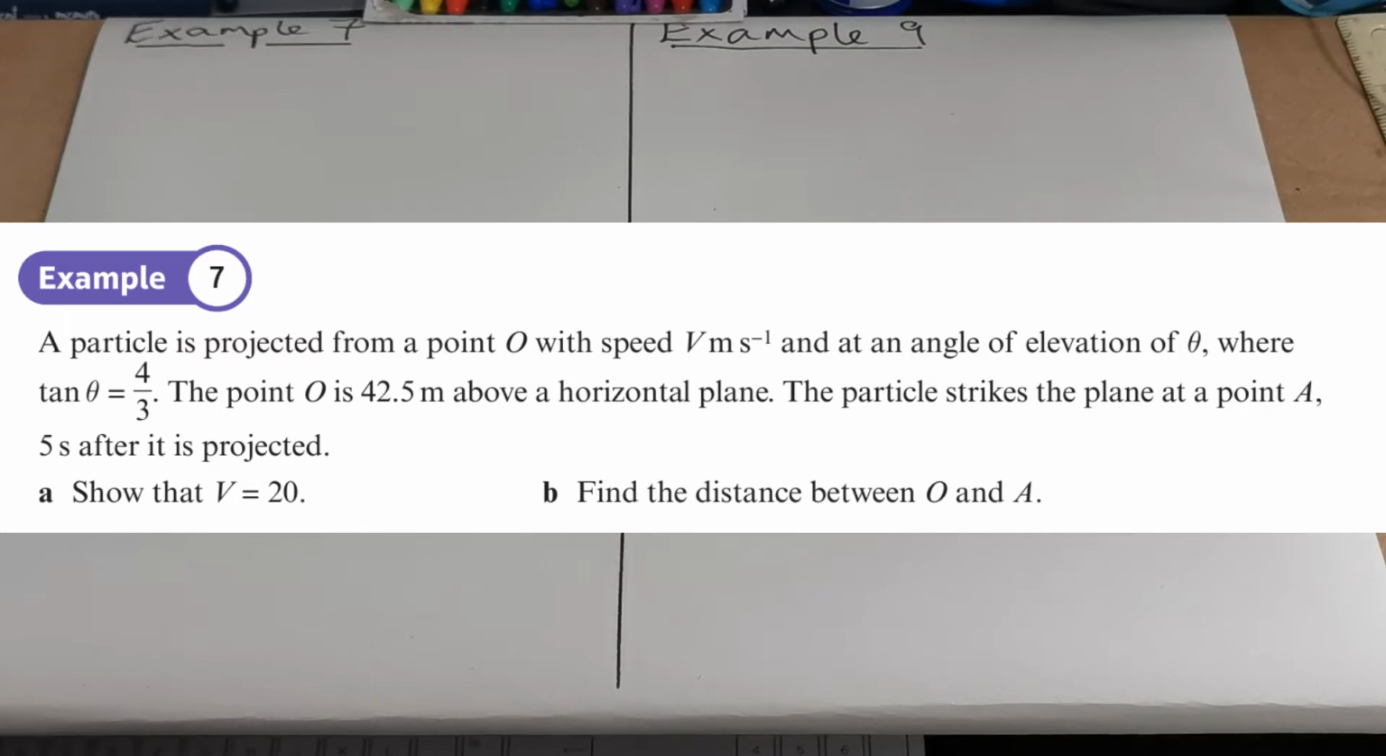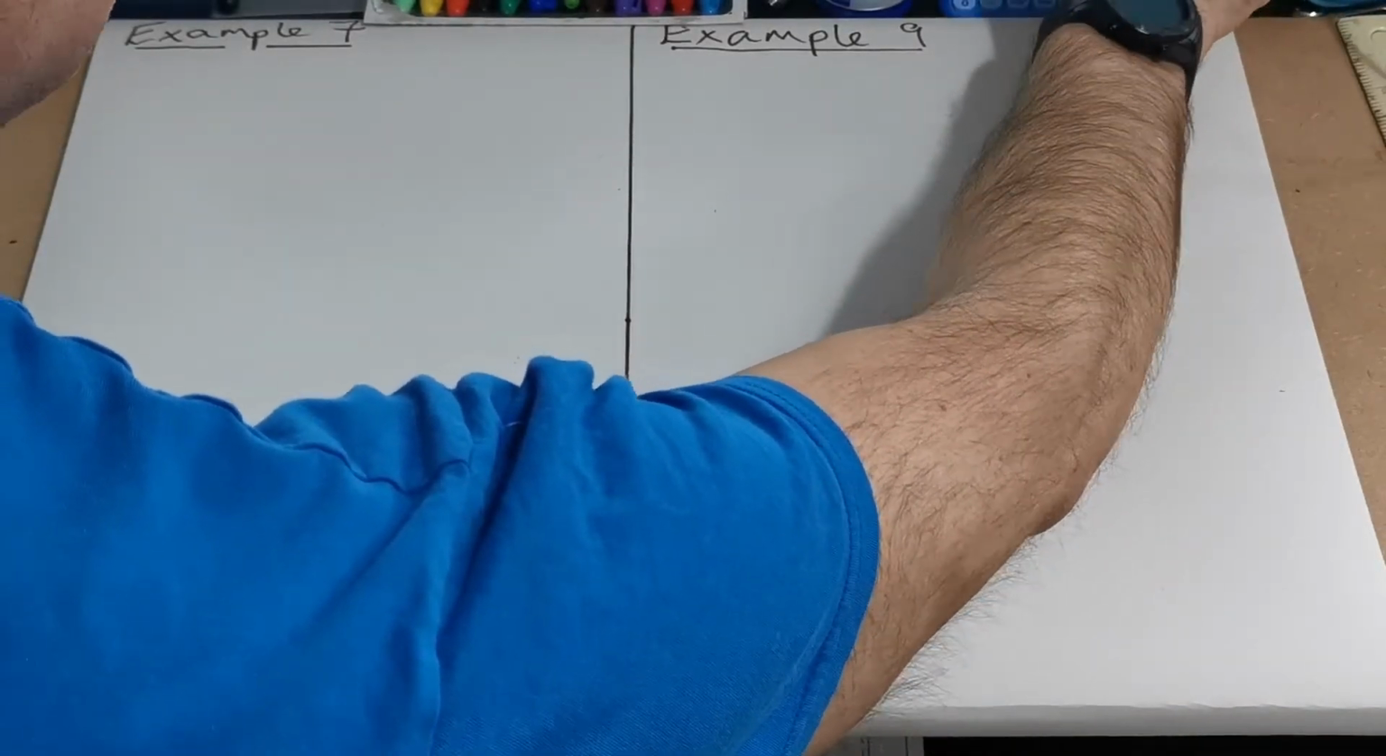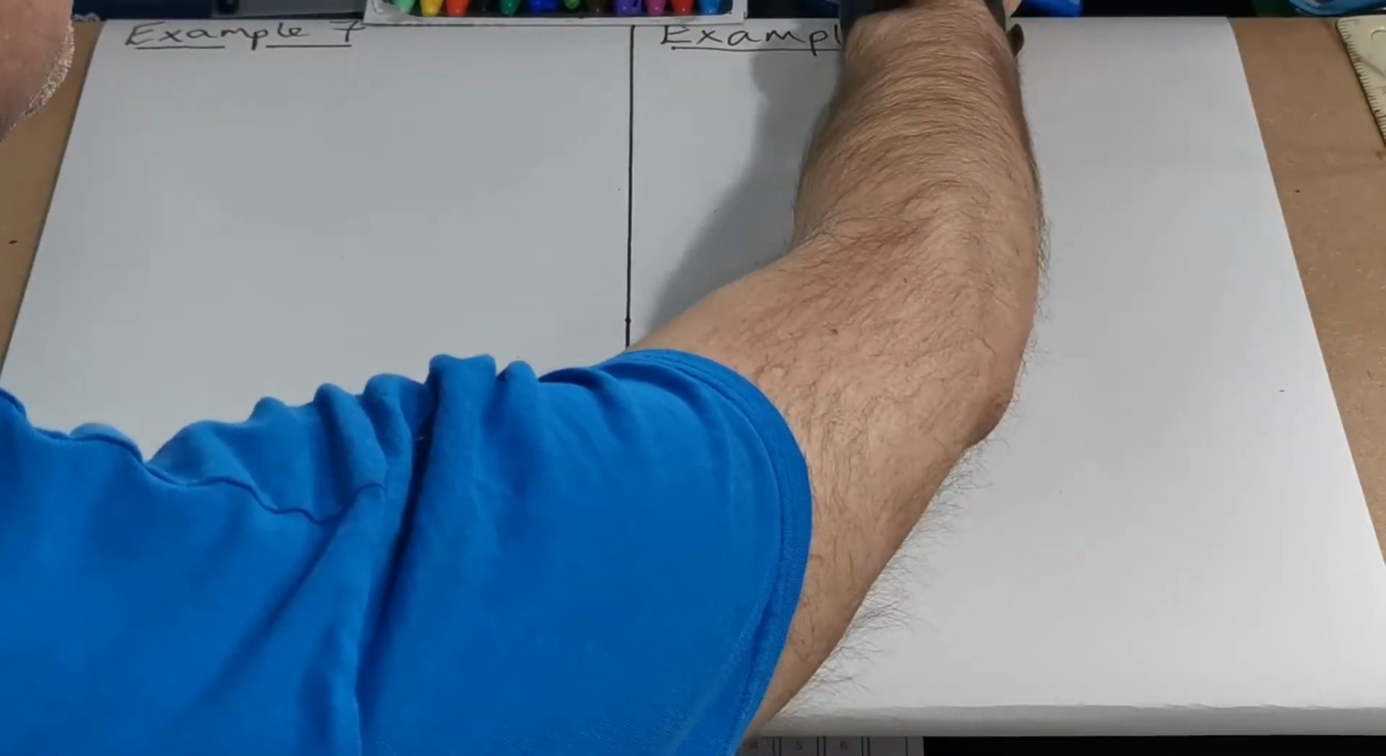The point O is 42.5 meters above a horizontal plane. The particle strikes the plane at point A 5 seconds after it is projected. Show that v equals 20 and find the distance between O and A. Right, always key to my plans whenever we do anything like this is to draw the diagram.